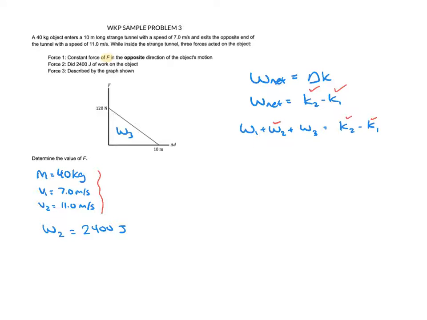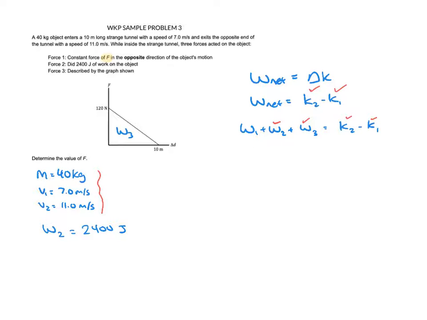It says 10 meters there on the displacement axis. It says 120 newtons on the force axis. And I know how to calculate the area of a triangle. So I'm pretty solid for work 3 as well. Okay, I can calculate that.